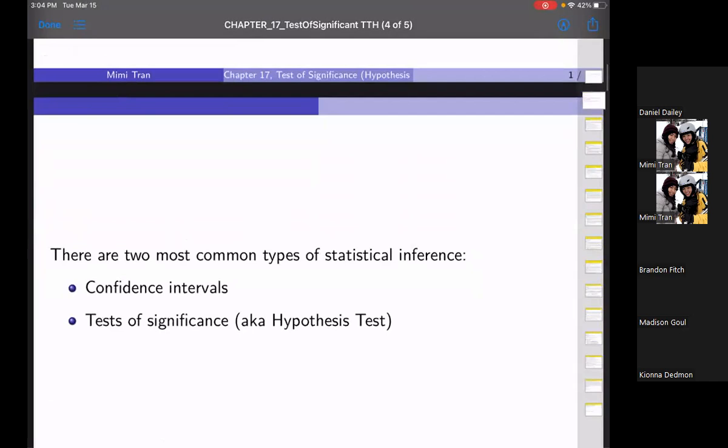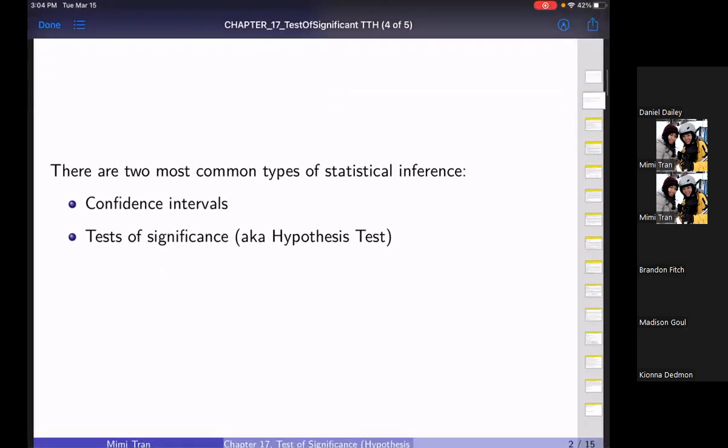Now there are two ways to do statistical inference. By the way, what is statistical inference again? Remember? You use a sample to infer information about the population, right? Why don't we just use the population to infer about the population? It's difficult, right? Sometimes it's impossible. It's costly. Sometimes it's not even possible to do so.